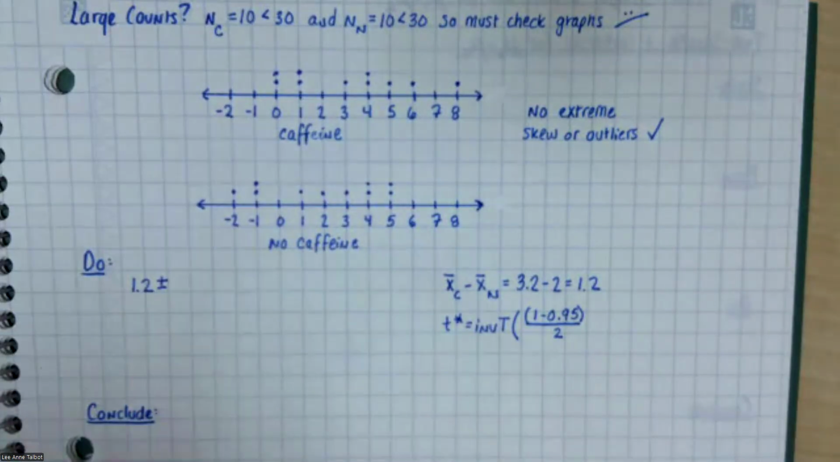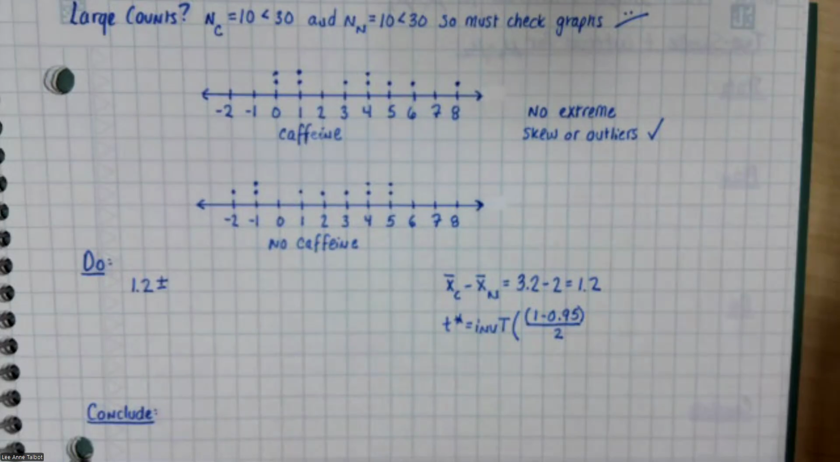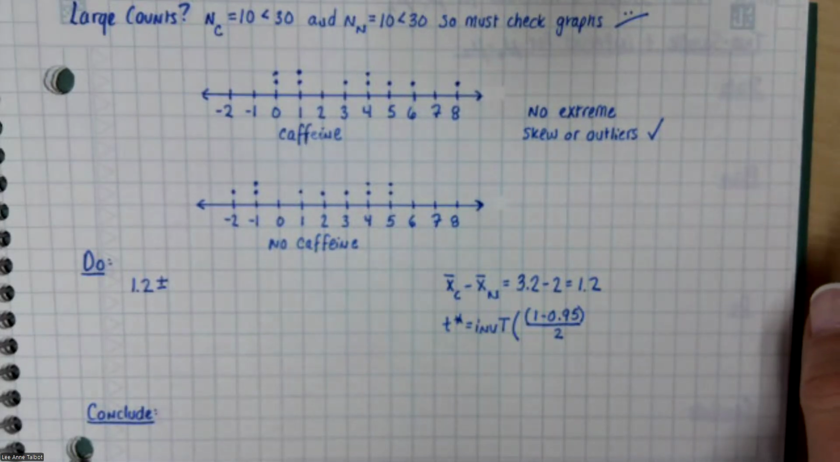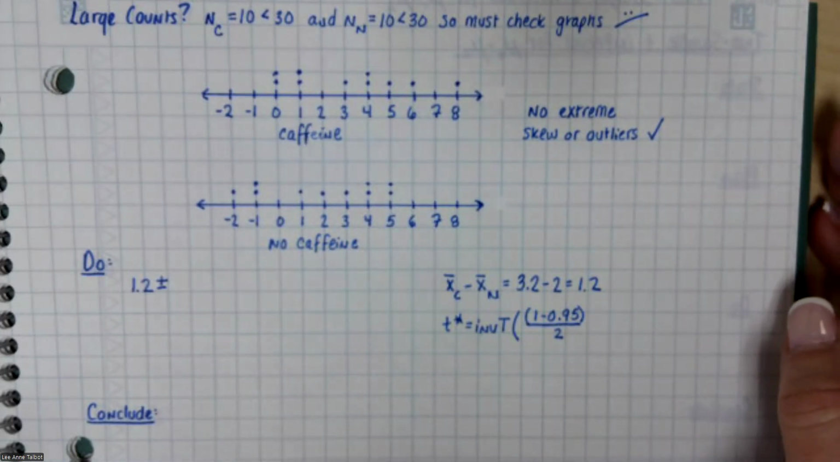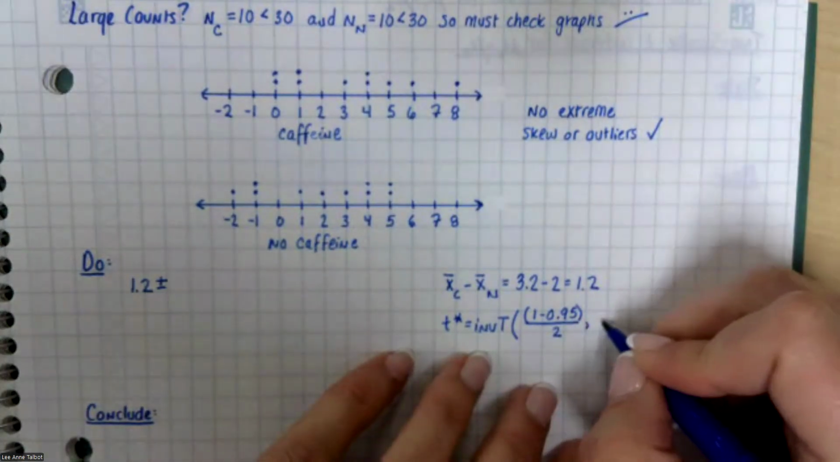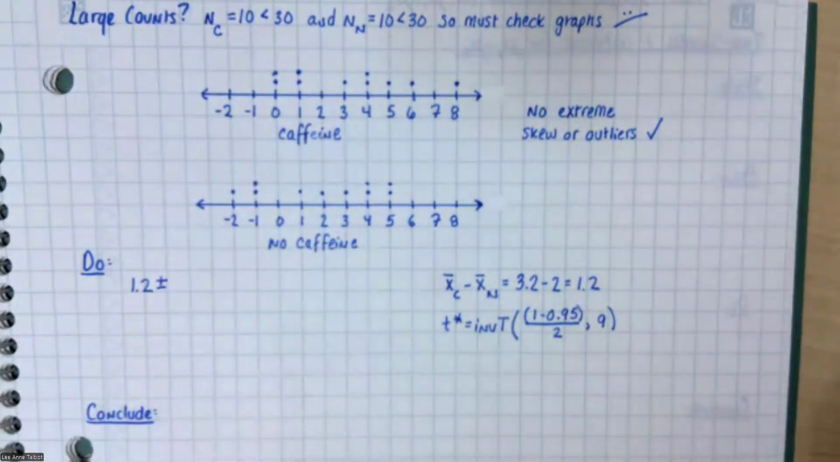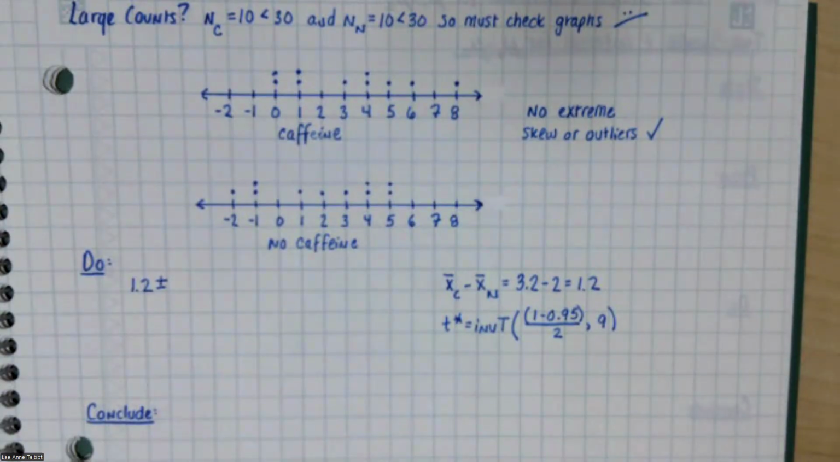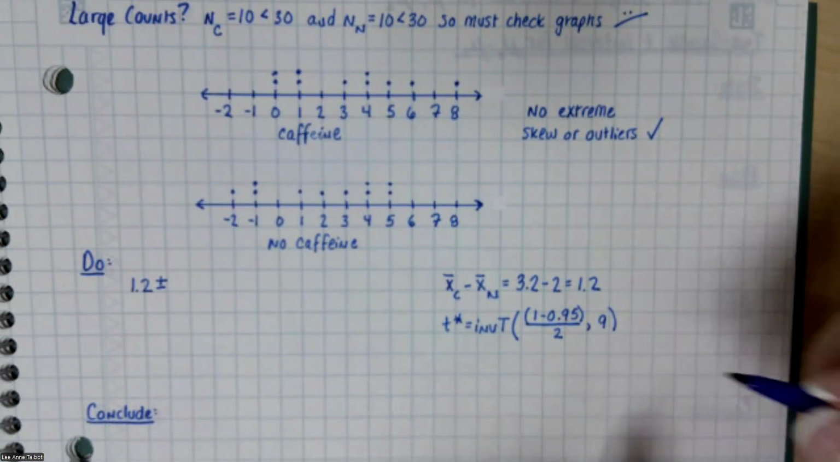And then this is my next teaching moment. What should I use for degrees of freedom? 9. Okay, that's an easy question right now. What if the sample sizes are different? What should I do if the sample sizes are different?